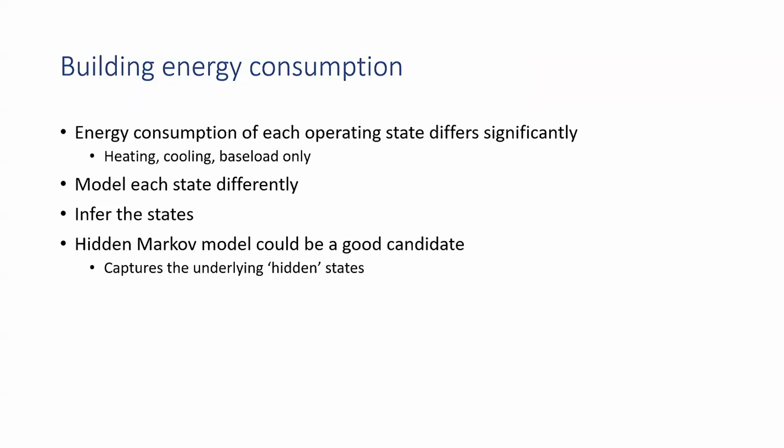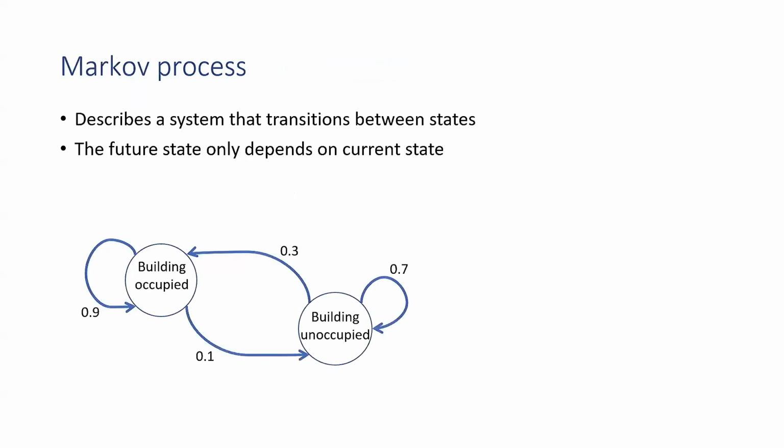So I'm going to talk more about what these hidden Markov models are, but first we need a bit of stats background. So what is a Markov process? We have a system that transitions between states where the future state only depends on the current state and not the previous history before that.